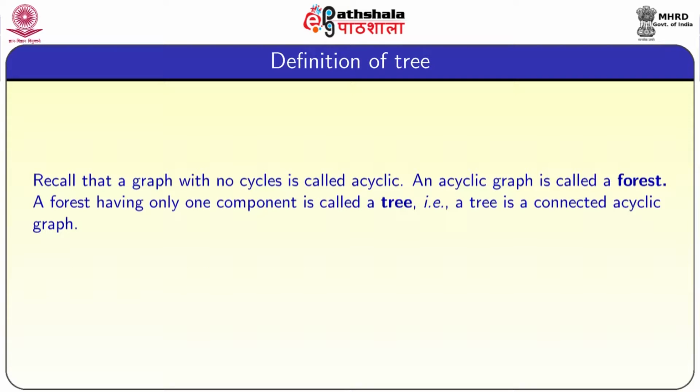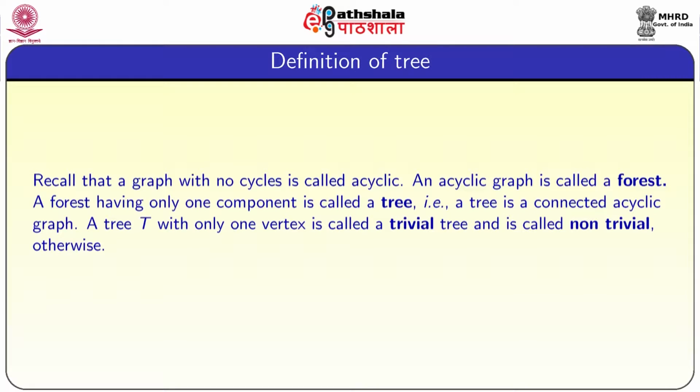Definition of a tree: recall that a graph with no cycles is called acyclic. An acyclic graph is called a forest. A forest having one component is called a tree, that is, a tree is a connected acyclic graph. A tree T with only one vertex is called a trivial tree and is called a non-trivial tree otherwise.